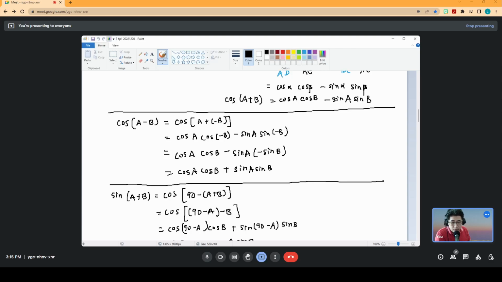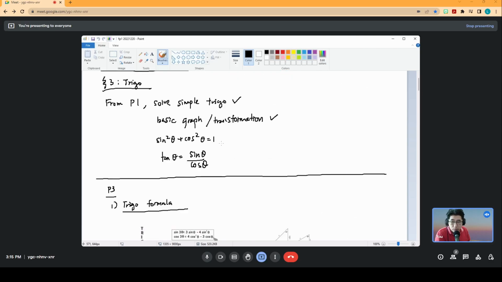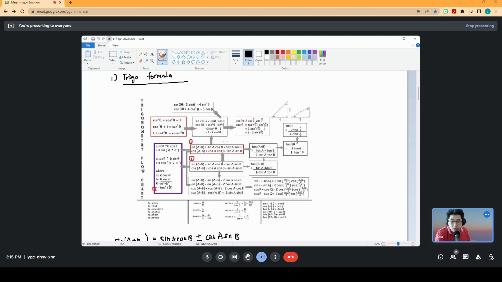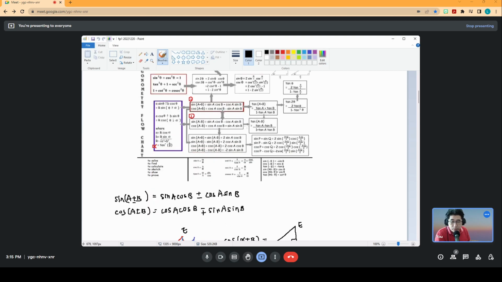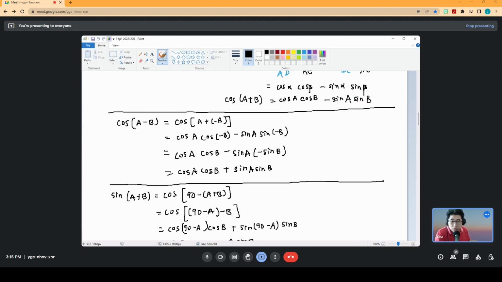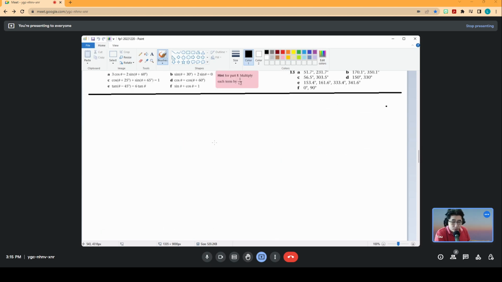Okay, from yesterday we did the a plus b, a minus b formula. So today we will continue with the double angle formula. Before, let's try to continue with the work. The double angle formula. Let's see what's going to happen next.